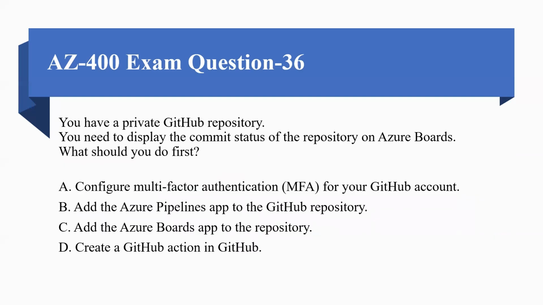Moving towards next question. You have a private GitHub repository. You need to display the commit status of the repository on the Azure Boards. What should you do first? Option A, configure MFA for your GitHub account. Option B, add Azure Pipelines to the GitHub repository. Option C, add the Azure Boards app to the repository. And option D, create a GitHub action in GitHub. And the correct option would be option C, add the Azure Boards app to the repository.